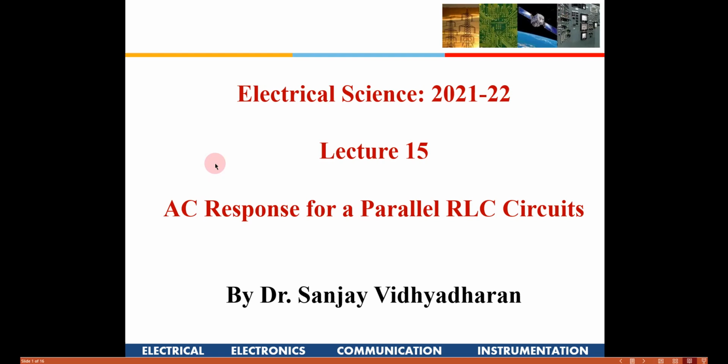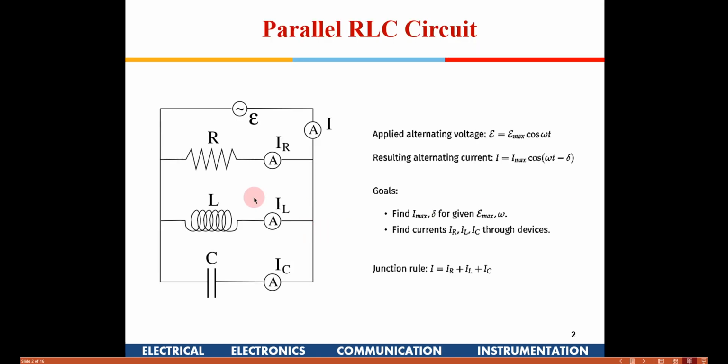Hello everybody. In the last class we saw how a series RLC circuit would respond to an AC input signal, right? In today's class we are going to see how a parallel RLC, that is a resistance, inductor and capacitance connected in parallel, would respond to an AC signal applied across the parallel circuit. This is a circuit diagram which shows an AC signal being applied. There is a resistance R, inductor L and capacitor C which are connected in parallel.